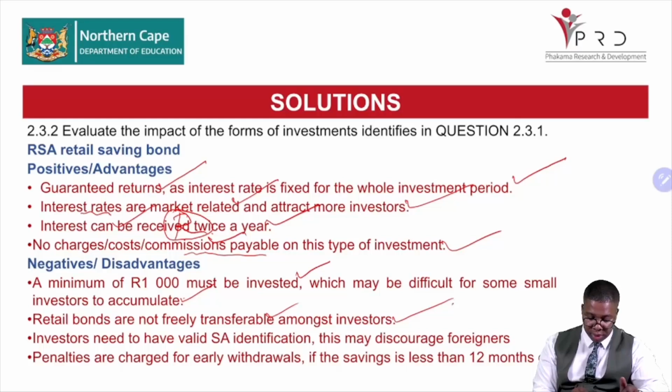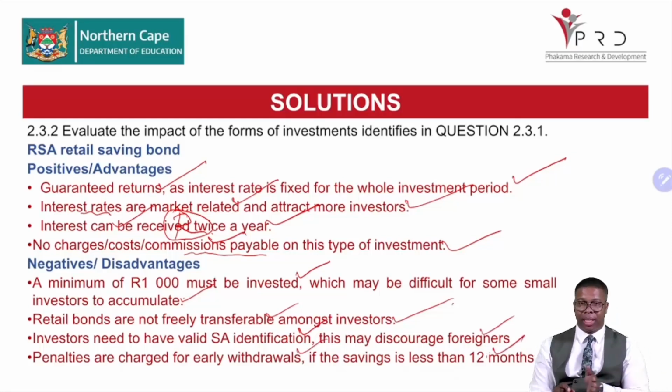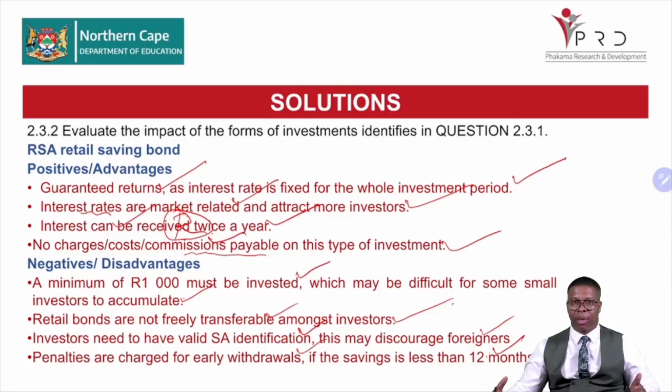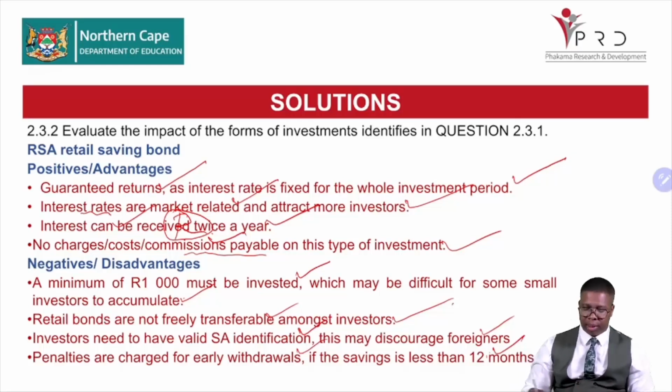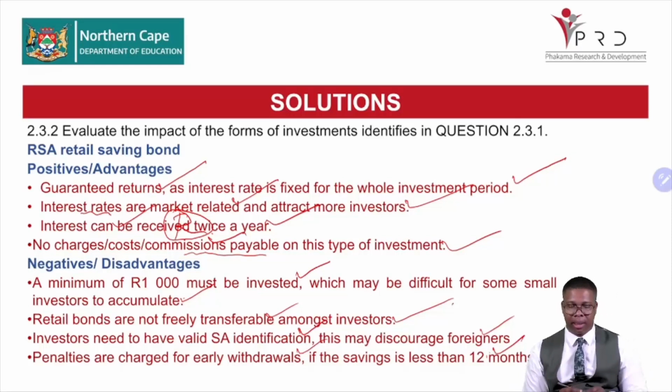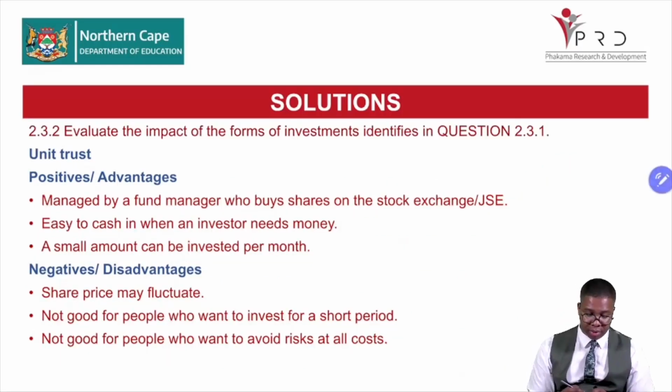Investors need to have a South African identification, which may discourage foreign investors. And then penalties are charged for early withdrawals, especially if the savings is less than 12 months, meaning you should wait for the savings bond to last 12 months with the investment, and after that, after 12 months, you can withdraw. But should you withdraw before the 12 months, then you will be paying penalties, which will mean your investment amount will be reduced in value.